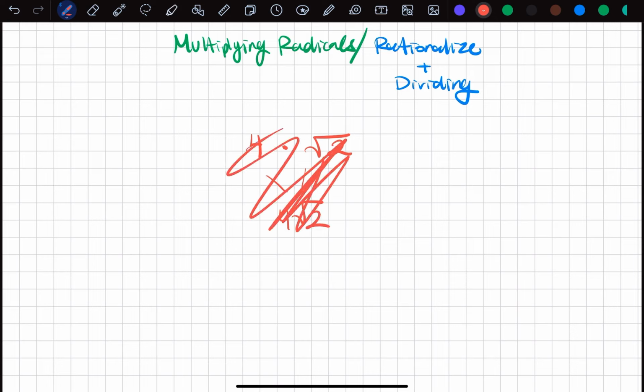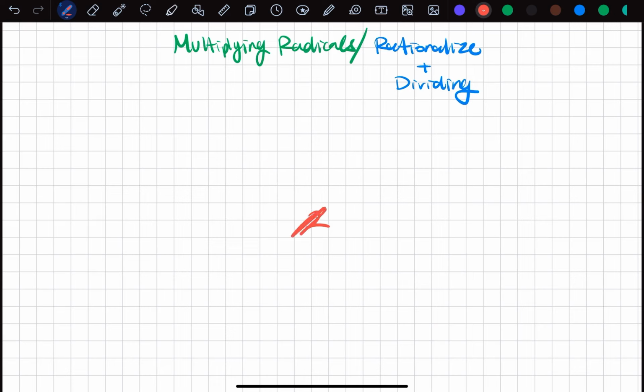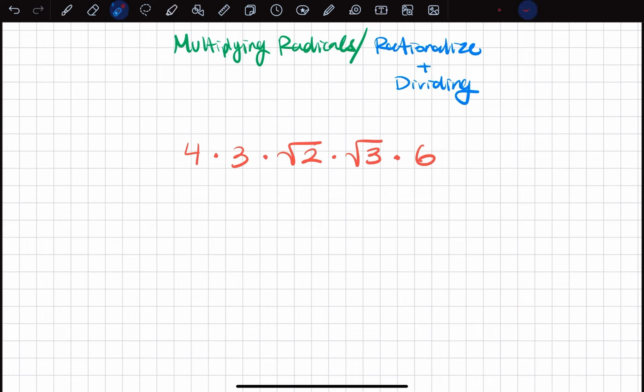But we can also extend on this and say, what if I'm given 4 times 3 times root 2 times root 3 times 6. Same idea, right? It's almost like combining like terms in a sense. We have coefficients around here. Those can all get multiplied together. And we have 2 radicals here. Those may multiply into each other.